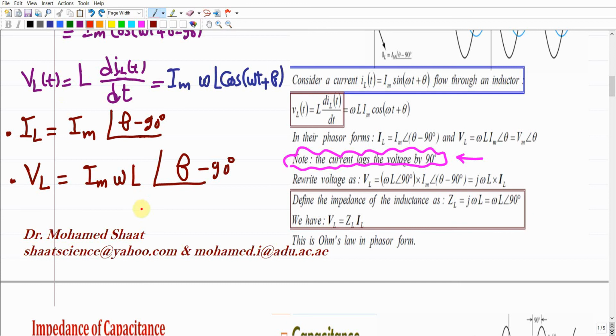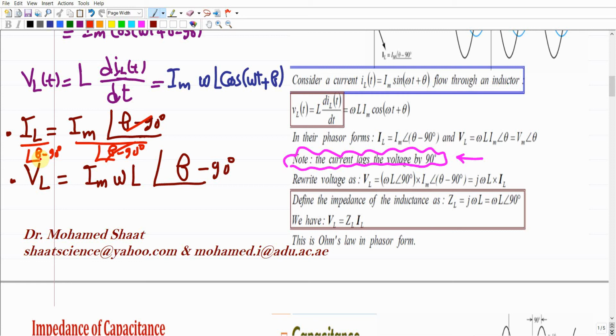So this definitely I can divide. Looks like you're already dividing both equations by the angle theta negative 90 degrees, so this angle will be cancelled with this angle. So you're just gonna end up with Im. It's gonna be IL divided by this angle.